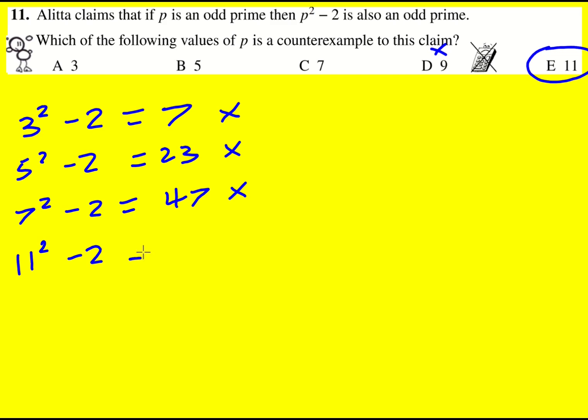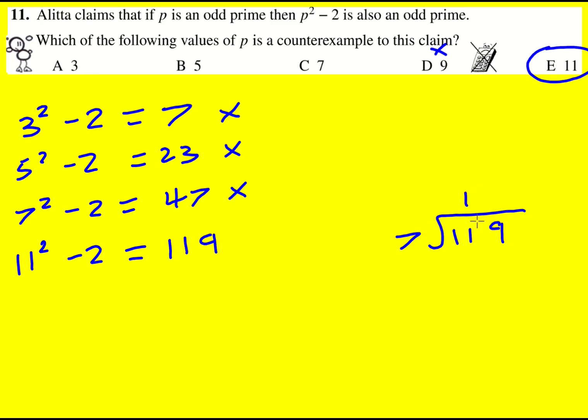11 squared minus 2 is 121 minus 2 is 119. This is one of those tricky ones because how do you know whether it's prime or not just by looking at it? Well, it's not divisible by 2 or by 3. The digits don't add up to 3. It's not divisible by 5. So the next one to try would be 7. You might be aware that it is divisible by 7. I don't think that's obvious.